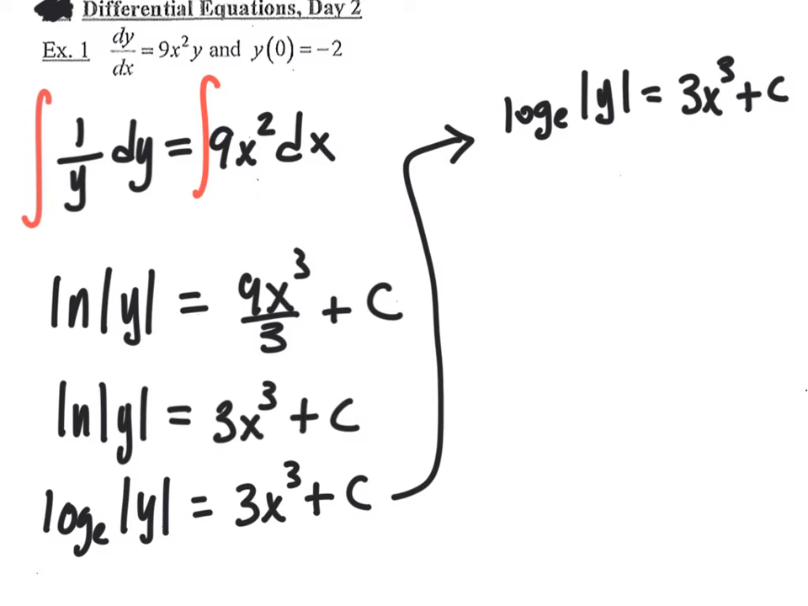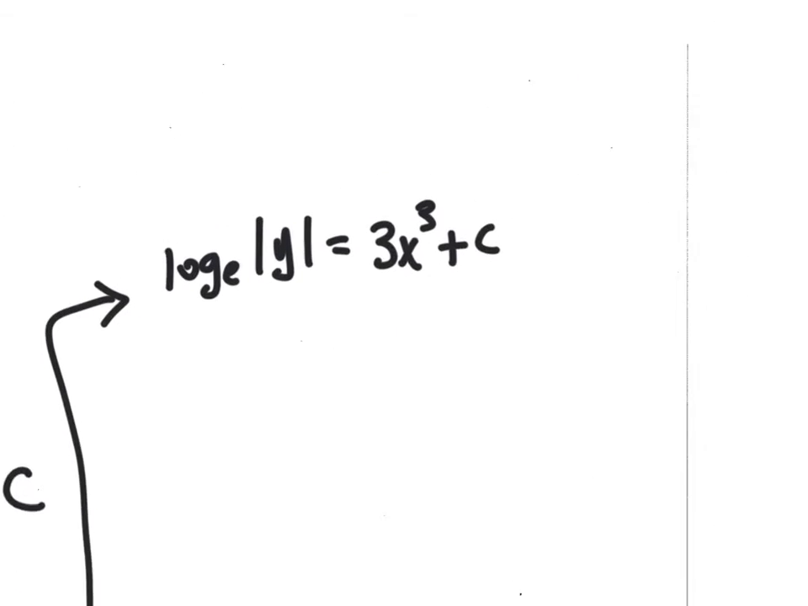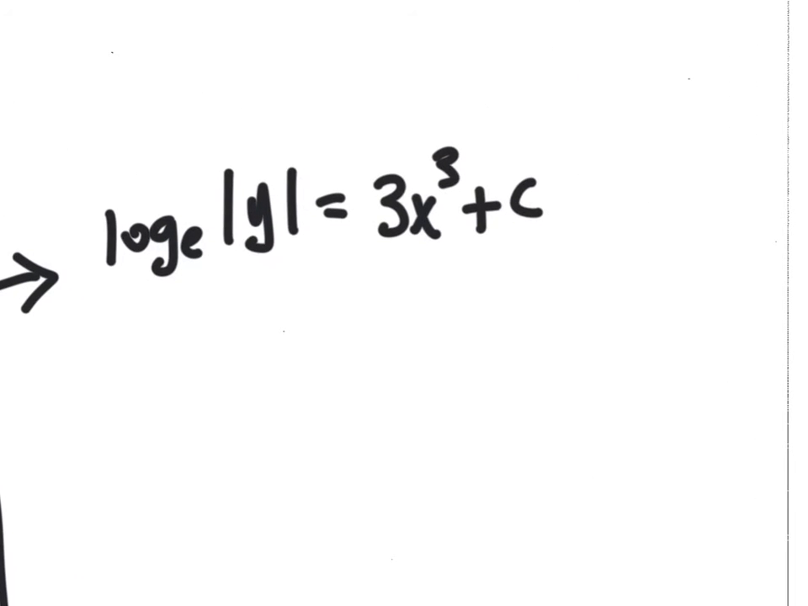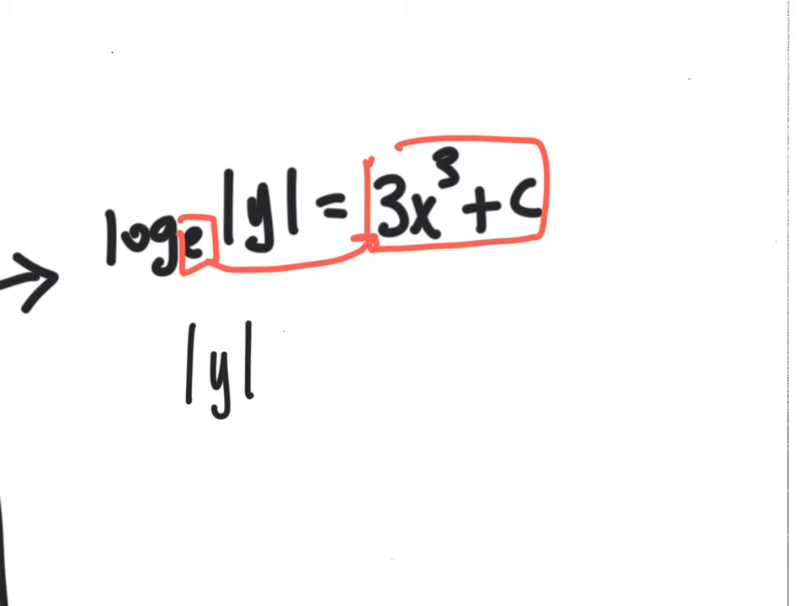Now, to get this out of log form and into exponential form, I'm going to take the e. This is going to become my base. I'm going to move it over to the other side. This part here becomes my exponent, and we're left with the absolute value of y. So we get the absolute value of y is equal to e to the quantity 3x cubed plus c.